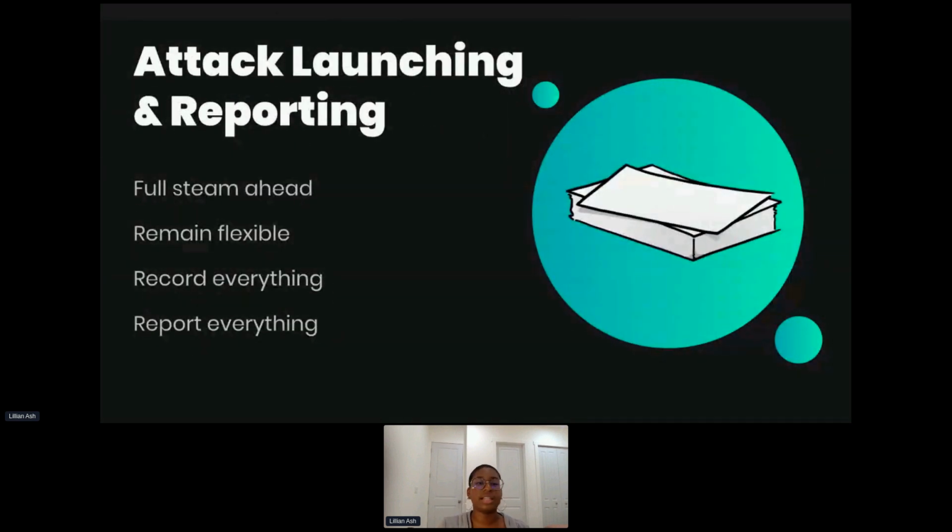Okay, and then we get to the last two tiers. That's attack launching and reporting. So once you've done all of those steps, great, you can launch your attack, go full steam ahead and carry it out, once you've prepared extensively. You may be able to follow a script or some outline, but when you do, you have to be super dynamic, adaptable and flexible, ready for whatever's going to be thrown at you. And usually you have to define with the client what you can and cannot do.